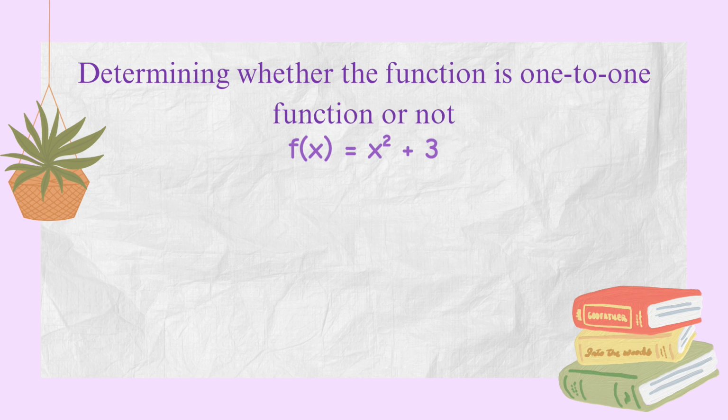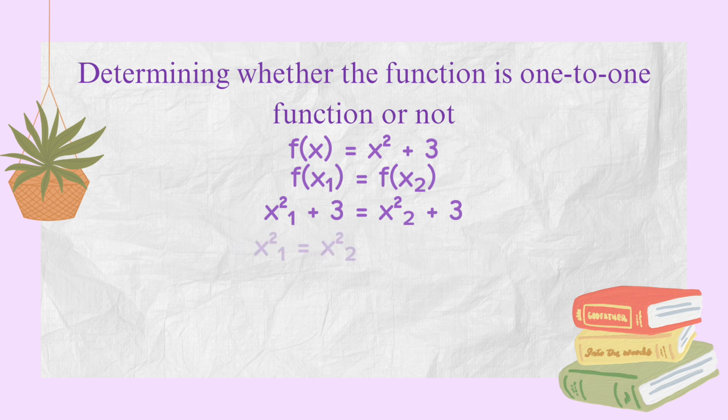The given is f of x equals x squared plus 3. So again, same process lang. x squared sub 1 plus 3 equals x squared sub 2 plus 3. So, dito makaka-cancel out po yung 3 at may matitira yung x squared.